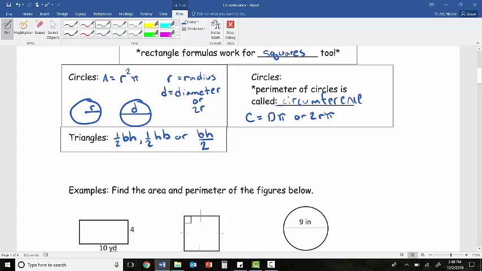And then for triangles, there are different ways you can write it. You can do 1/2 base height, which is probably what you're used to. You can do 1/2 times the height times base, so order doesn't matter. Or you can multiply base and height first and then divide that by 2. They're all the same thing.